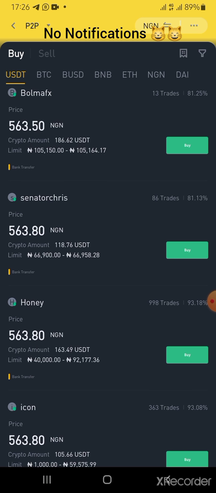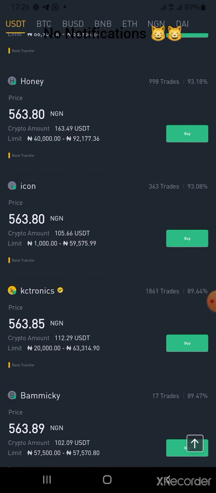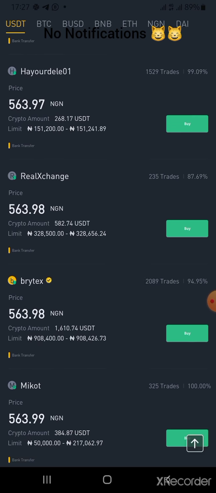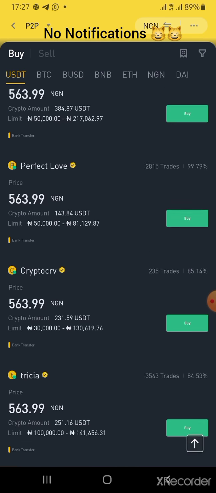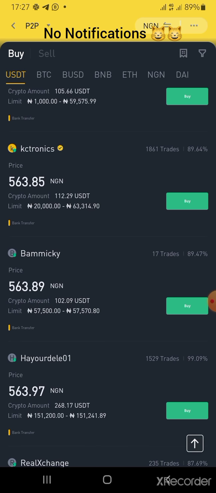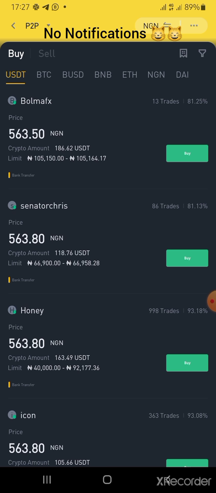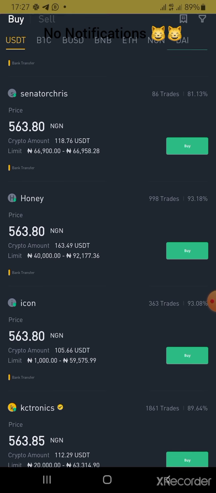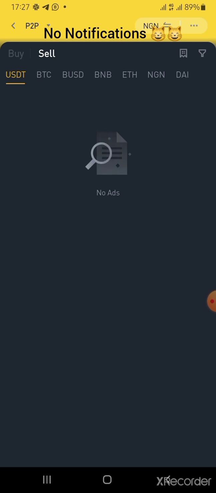Now, in the P2P market, you could buy, you could sell. When you want to change your cash for crypto, you buy. But when you want to change your crypto for cash, you sell. So this is the buy interface. When you open your app, this is the buy interface. All these listings here and all these names, and you can see different prices, they're all different merchants that are active on the P2P market. These are the merchants that you can trade with. And for sell, it is the same thing.